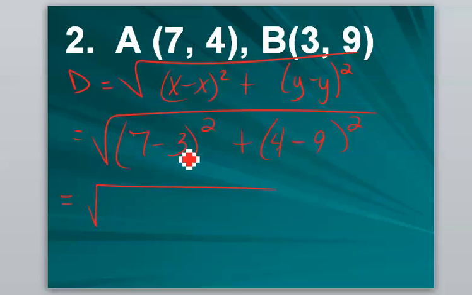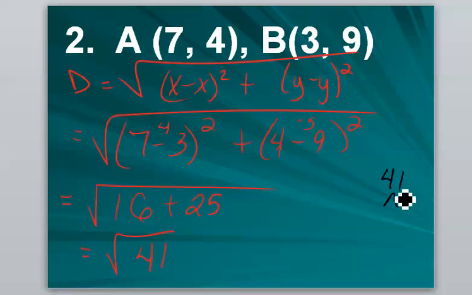Inside the parentheses, 7 minus 3 is 4, but 4 squared is 16. 4 minus 9 is negative 5. Anytime you square something, it's going to turn out positive. When we do negative 5 squared, negative 5 times negative 5 is a positive 25. And this is a good place to stop and make sure you're adding two positive numbers. That tells you you squared it correctly. 16 plus 25 is 41. So we have the square root of 41.